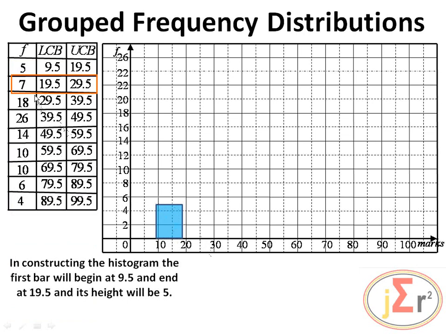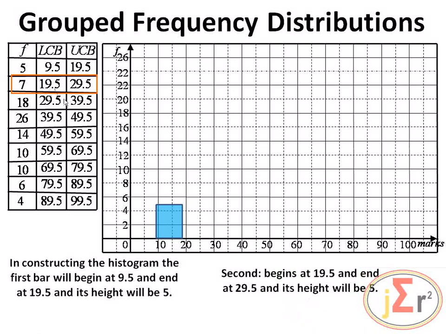And of course, the next bar will begin at 19.5 and end at 29.5. Because the first bar ended at 19.5, now this one will begin at 19.5. So we are sure that they are joined. So the second begins at 19.5 and ends at 29.5, and its height is 7.